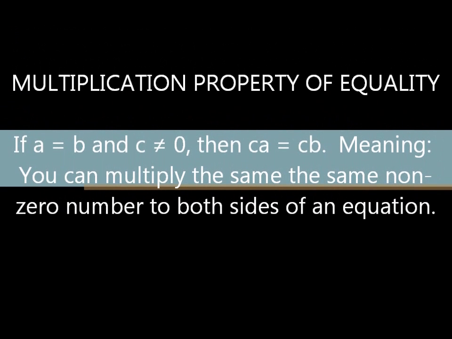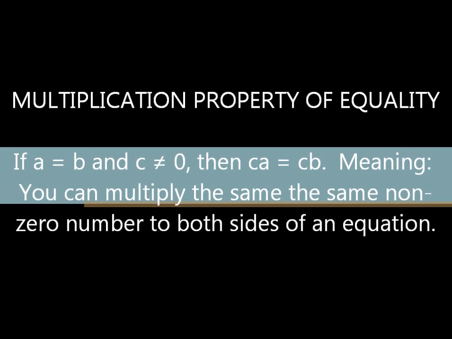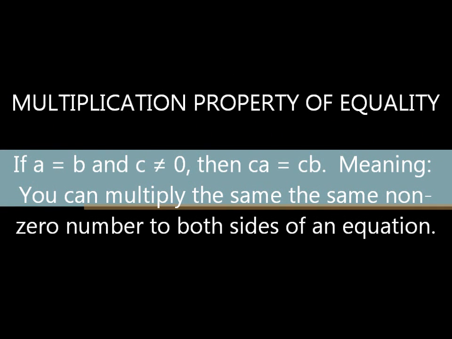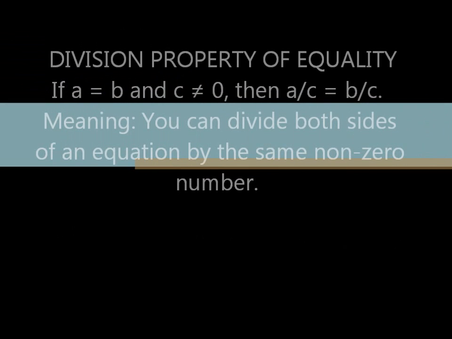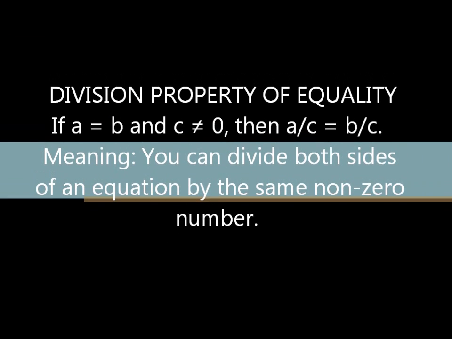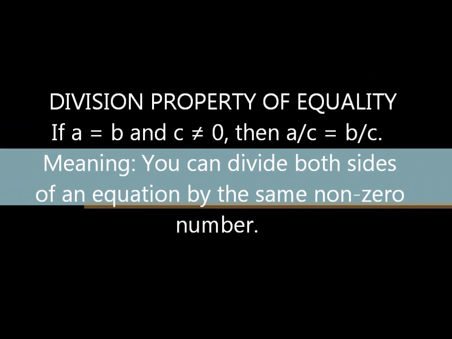Multiplication property of equality. If a is equal to b and c does not equal 0, then c times a is equal to c times b. This means that you can multiply the same non-zero number to both sides of an equation and still have an equivalent equation. Division property of equality. If a is equal to b and c is different from 0, then a over c is equal to b over c. This means that you can divide both sides of an equation by the same non-zero number and still have an equivalent equation.